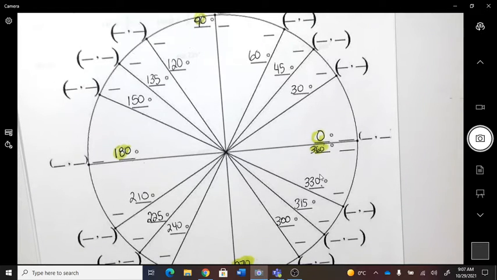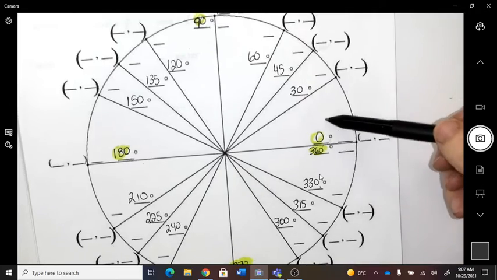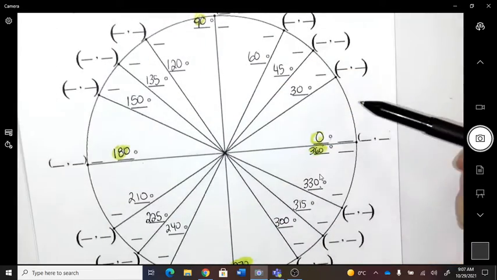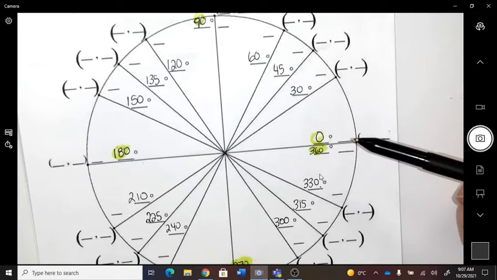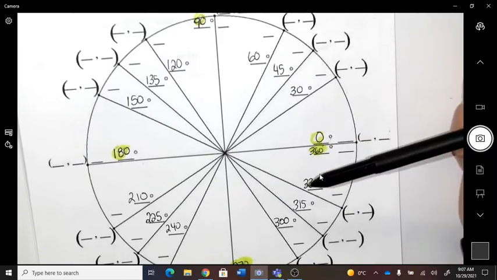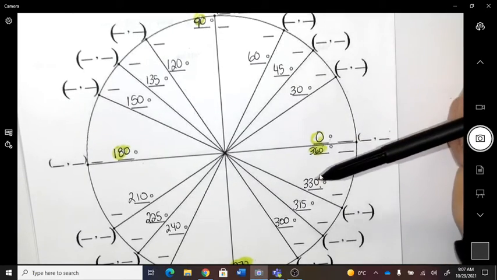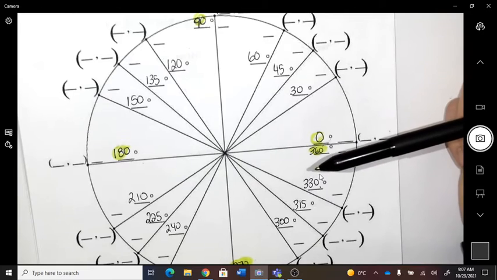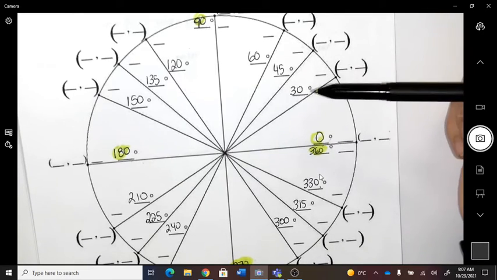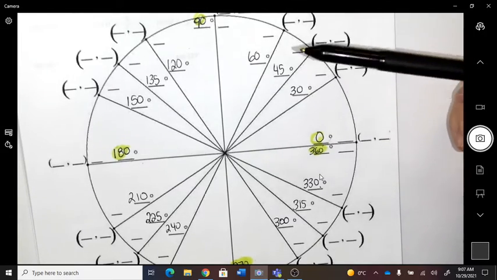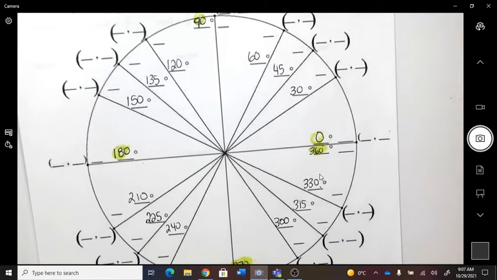Okay, you might find some other patterns. Some of you might just go around, around, around to get those numbers. That's fine. But the reason I showed you the way I did is because in grade 12, we're going to do that with radians. And it's a lot easier to do it like that. Okay.